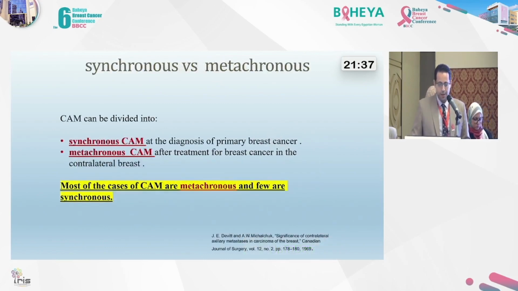Contralateral axillary metastasis may be synchronous, at the same time as the primary breast cancer, or metachronous, after the treatment of breast cancer in the contralateral breast, and most cases are metachronous.